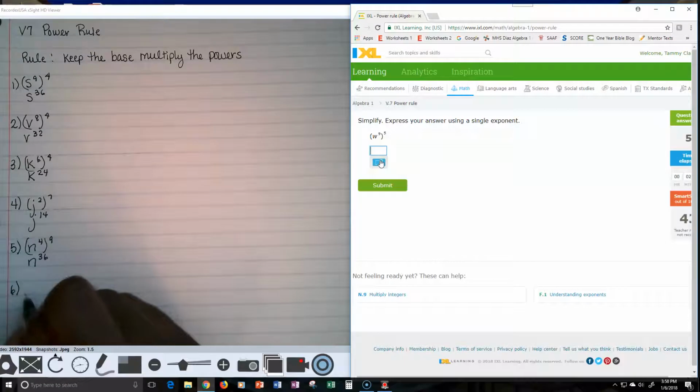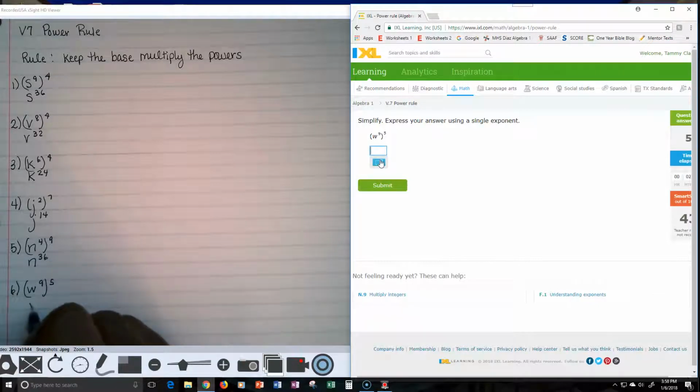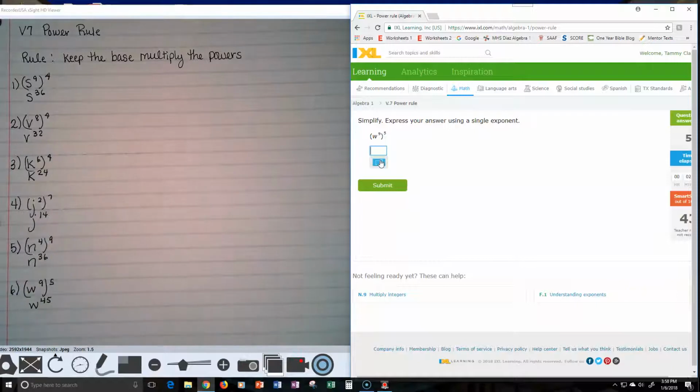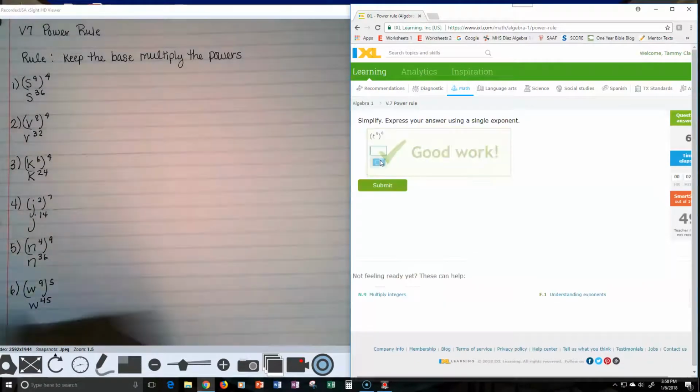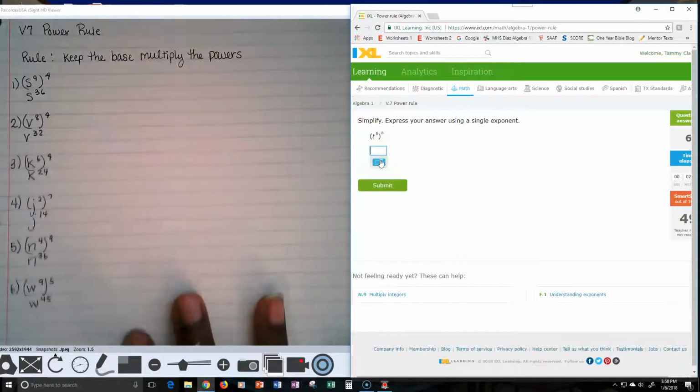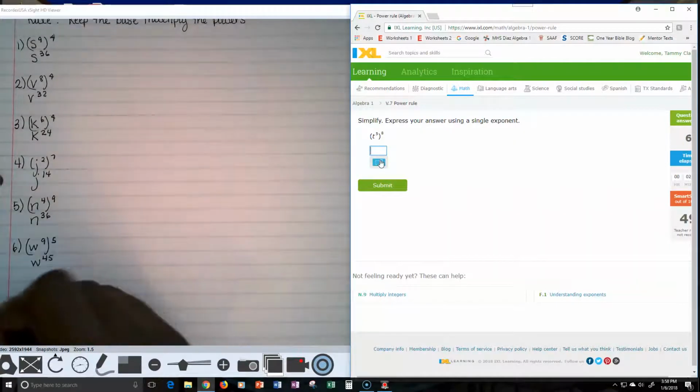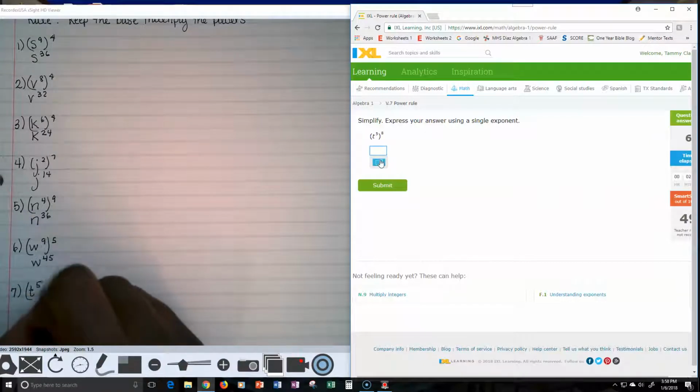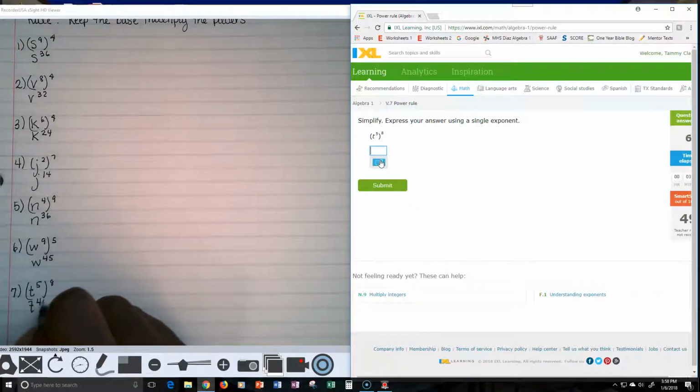Number 6 is w to the 9th power raised to the 5th power. So that would be w to the 9 times 5, which is 45. So w to the 45th power. Number 7, t to the 5th power raised to the 8th power. So t to the 5 times 8 will be t to the 40th power.